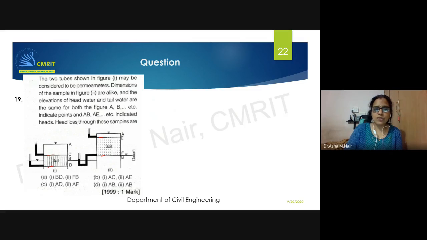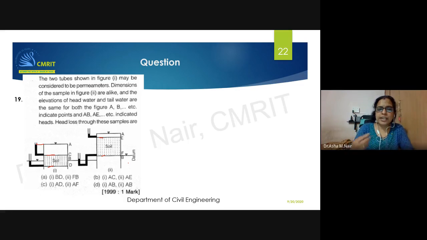What is the head for the first figure and the second figure? For the first figure, what is the head available at the top? How do you know the pressure there? You insert a piezometer and see the height of the water. That is the pressure at that point. Here it is A. The bottom part is here, but when you connect the piezometer, water rises till here. It is B. So what is the answer for the first one? It is going to be AB.